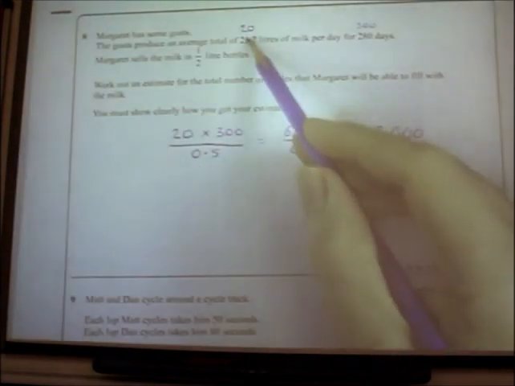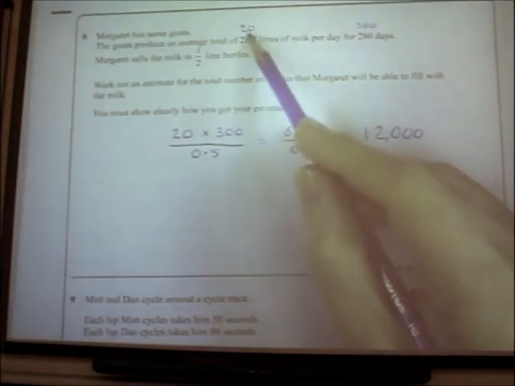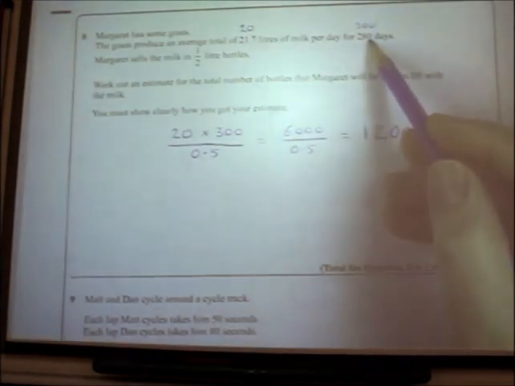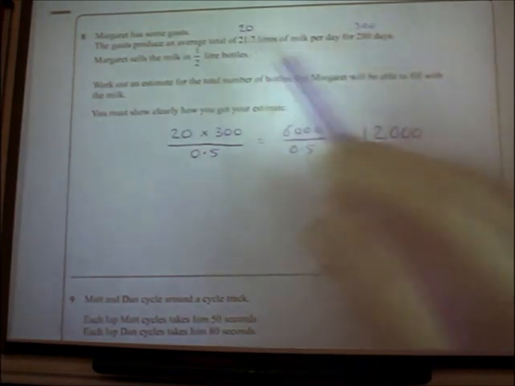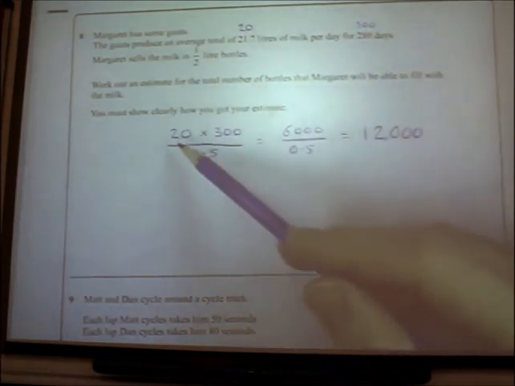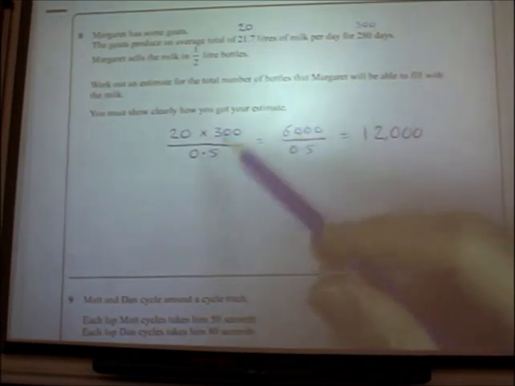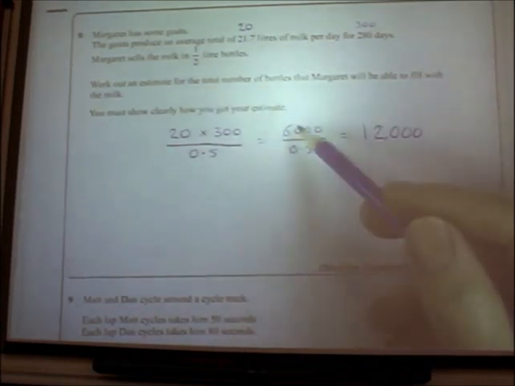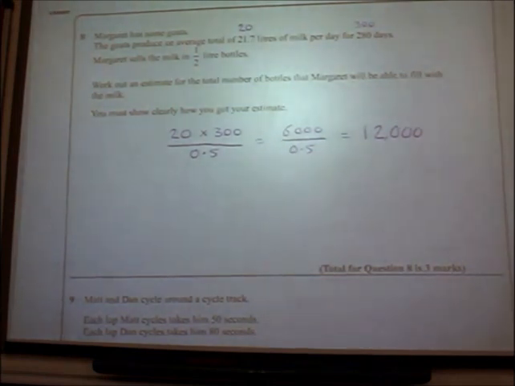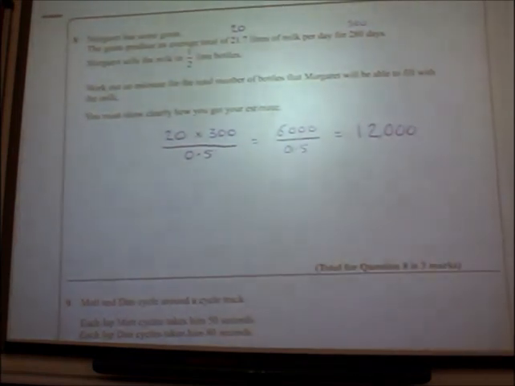What I've done here, I've estimated 21.7, I've rounded down to 20, 280, I've rounded up to 300, which is fine. So I'm going to work out how many litres of milk she gets, which is 6,000. I've divided by a half, so 6,000 divided by a half is 12,000. So 12,000 is your answer.